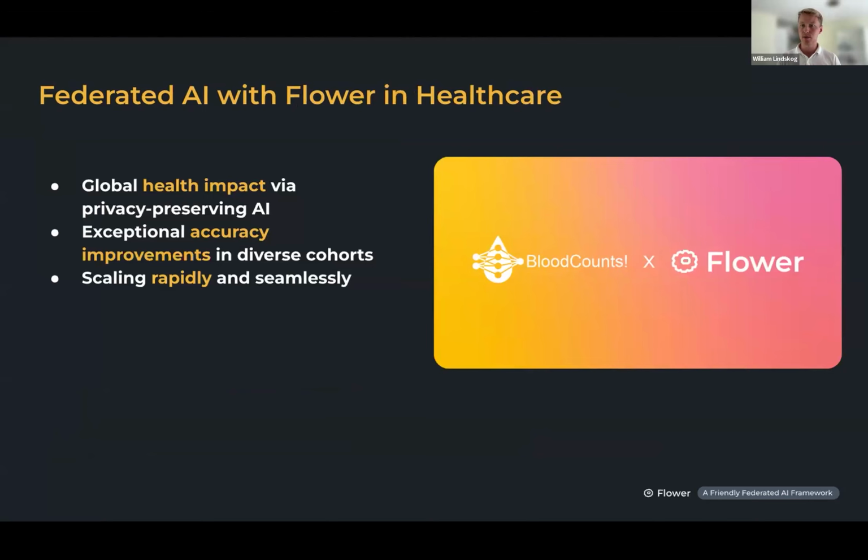But another one is one that Javier has been working on together with. This is blood counts, and this is for blood analysis, basically. This is also a global project at this point where they are working on analyzing different sorts of blood samples and making it a privacy-aware solution through federated AI and Flower.